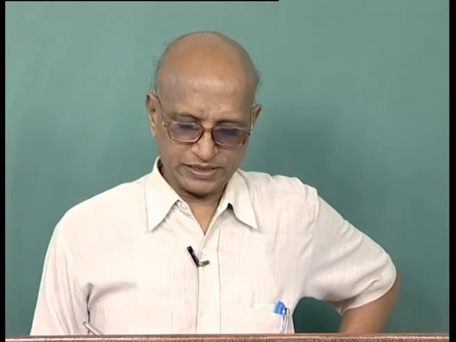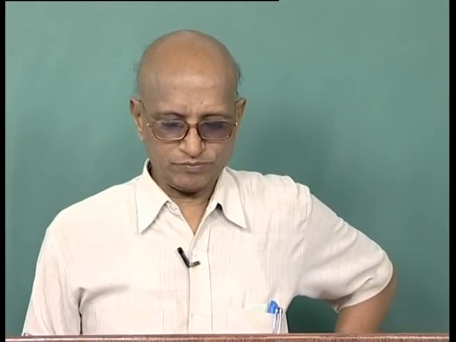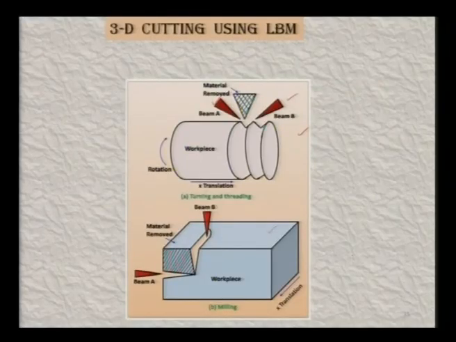You can also see in the bottom figure that if you are judiciously using beam A and beam B, then you can do 3D cutting with the help of beam A and beam B, and you can remove this as a solid material which can be used for other purposes. So, by some modifications in the system, you can use it for 3D machining also.